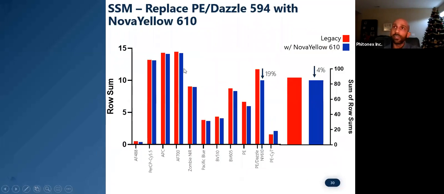In addition to increasing the number of parameters, replacing PE Dazzle is going to improve our resolution. If we take a quick look at the SSM, we can see in that YL2 detector there's a 19% reduction in spillover spread, and an overall 4% reduction in the panel. That means we've got a 4% improvement in resolution for the panel overall, which, if you think back to those pictures, could be very significant in getting accurate results.